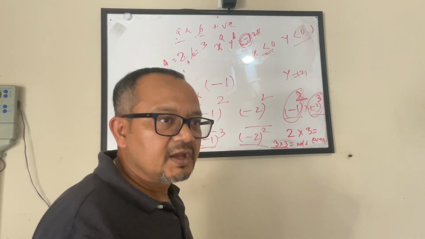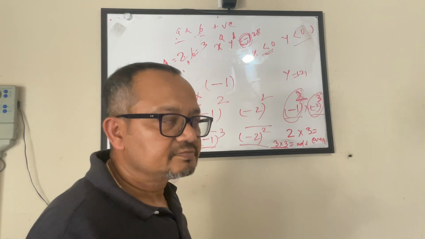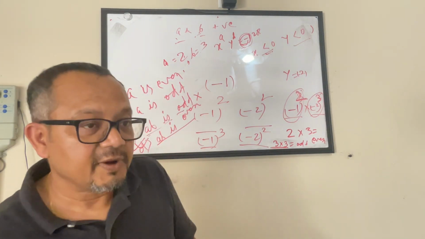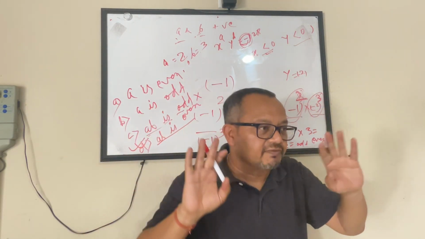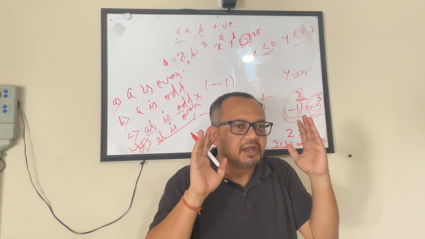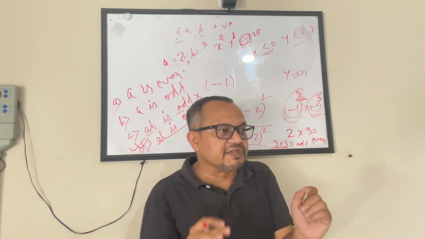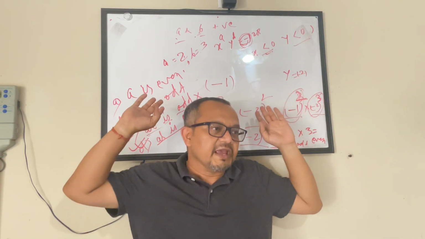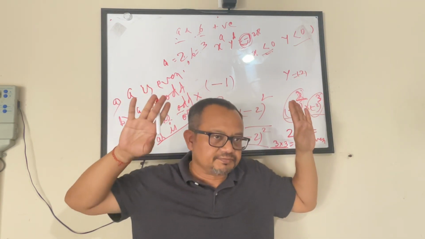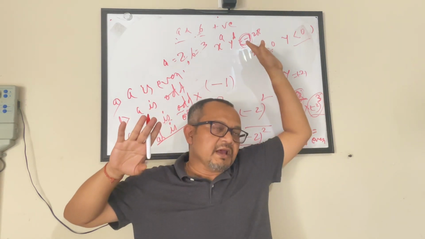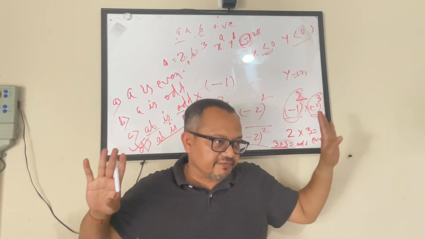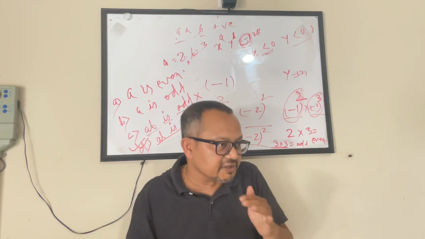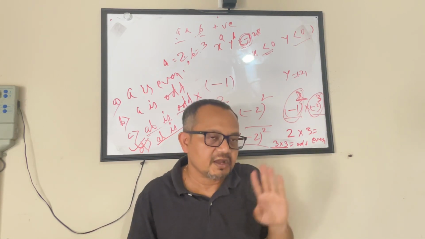Yeah? Everybody with me? Again, this question was all about an equation which is saying x to the power a into y to the power b equals minus 128. A and b are both positive. So both the exponents are positive. It's not negative. Okay, fine.